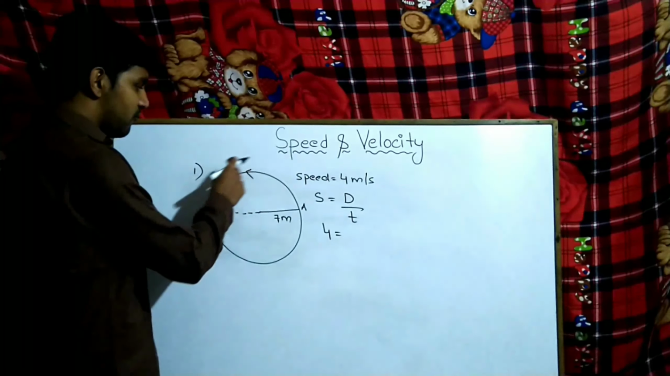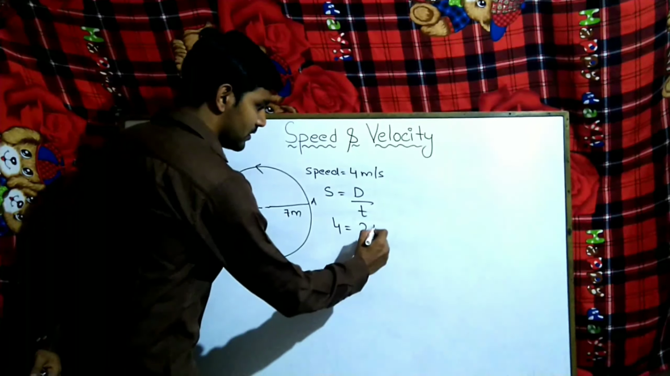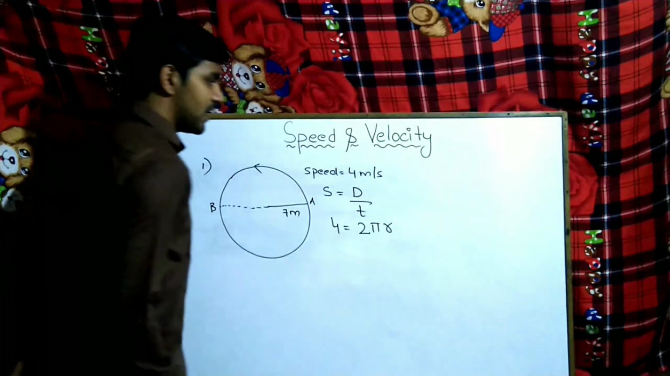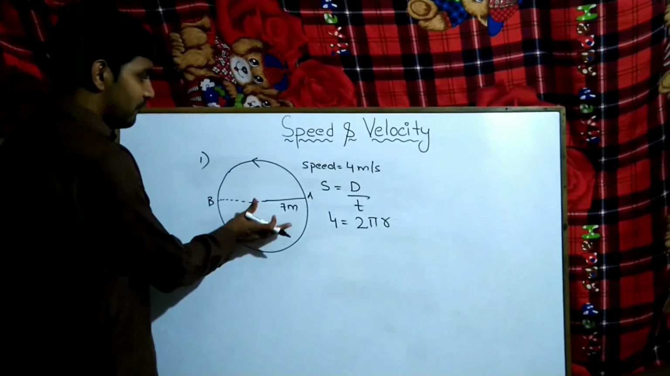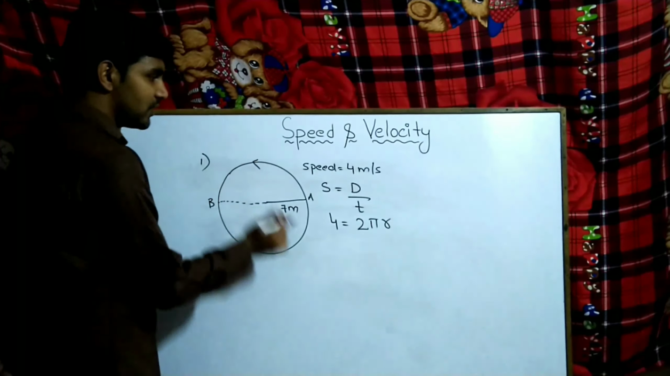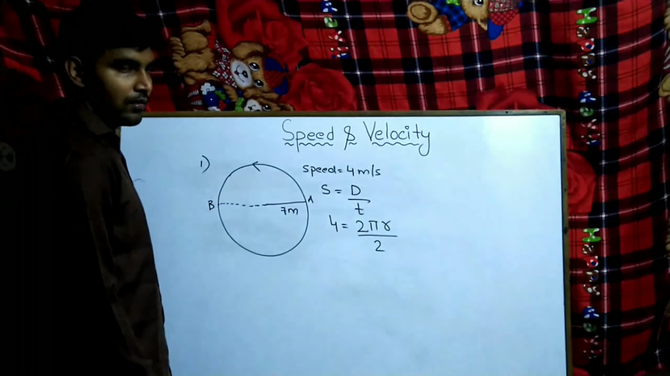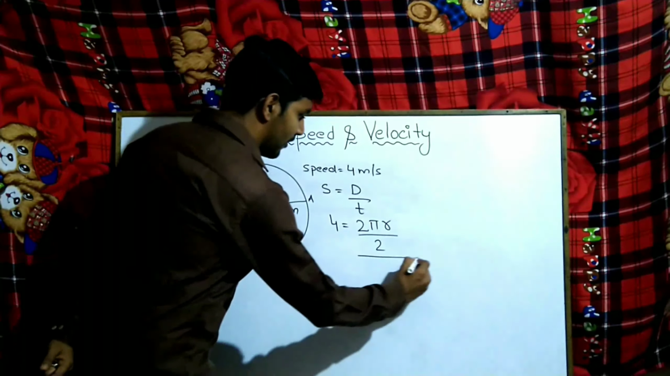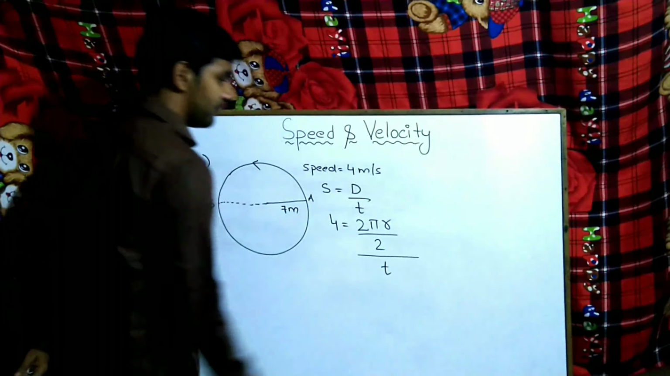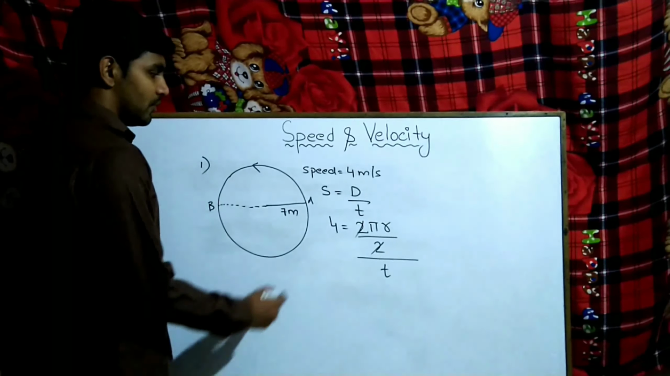And the distance: we already know the circumference of a circle is 2 pi r. But we have to take only half of this circle, so 2 pi r by 2, divided by time. So 2 will cancel.